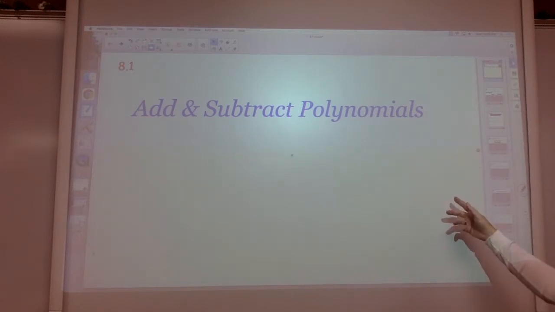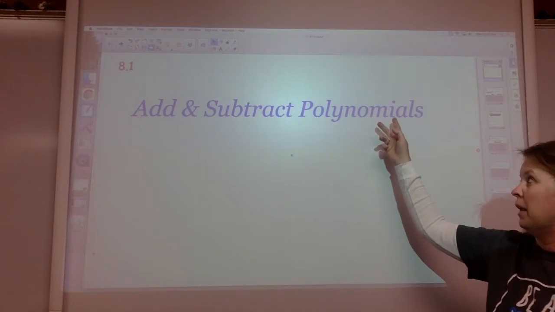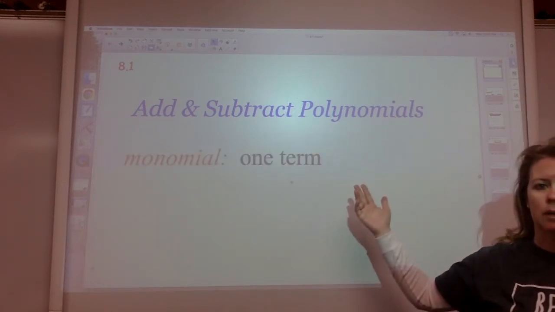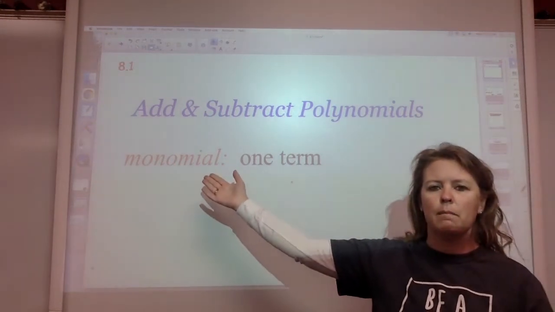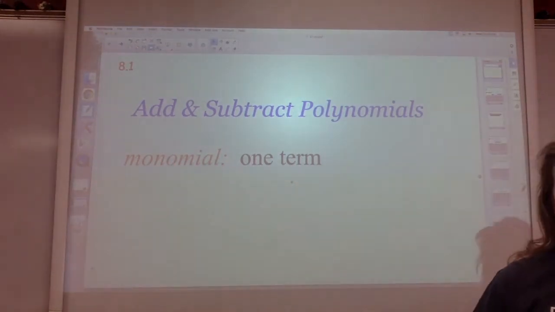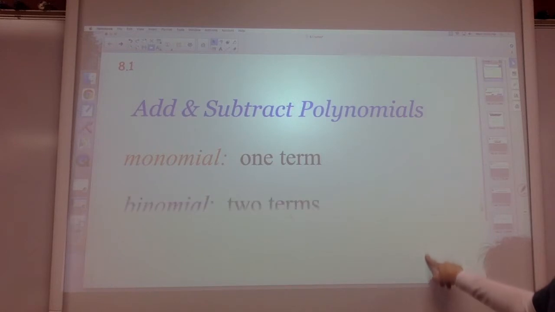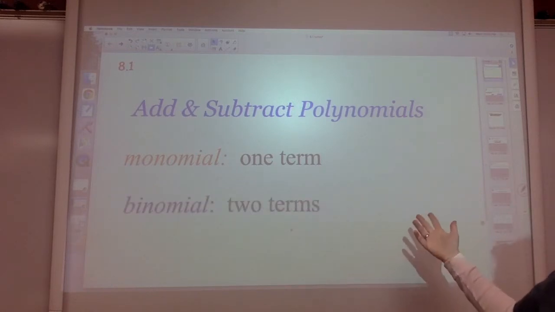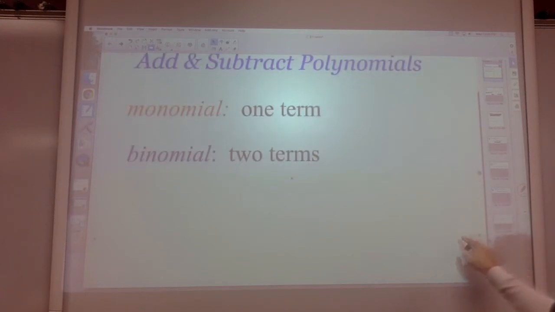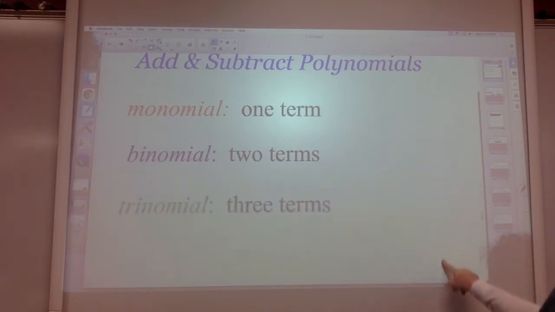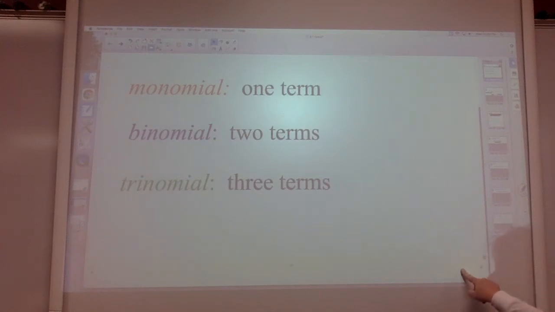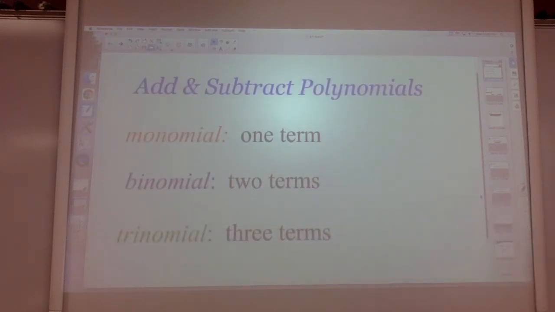And what is a polynomial? Poly means many. So many nomials. And a nomial means term. So many terms. So what if you have a monomial? A monomial means you only have one term. Mono meaning one. A binomial, bi, like bicycle, means two terms. A trinomial will have three terms. Anything more than that, you just call it a polynomial.